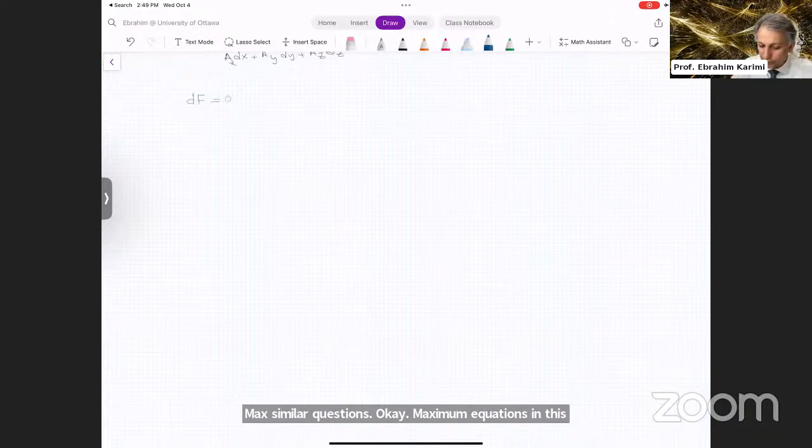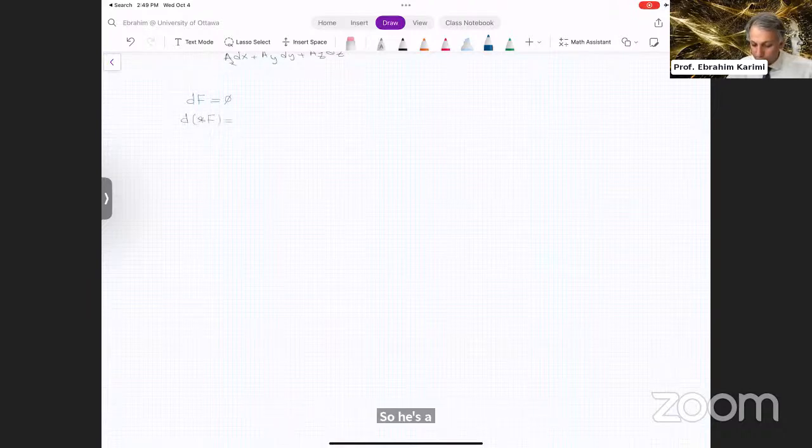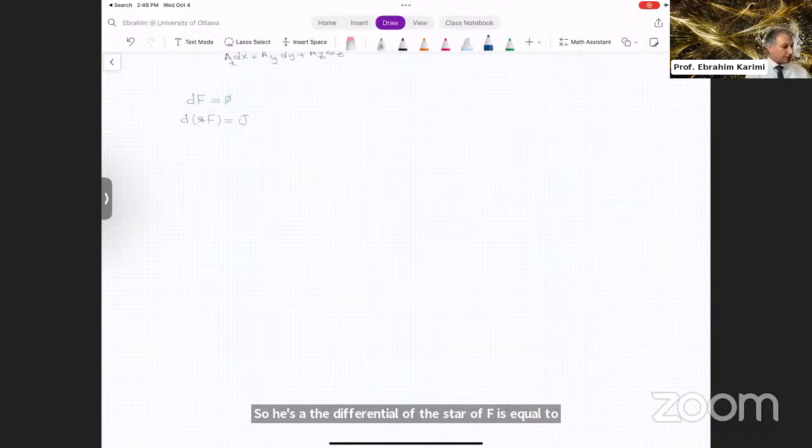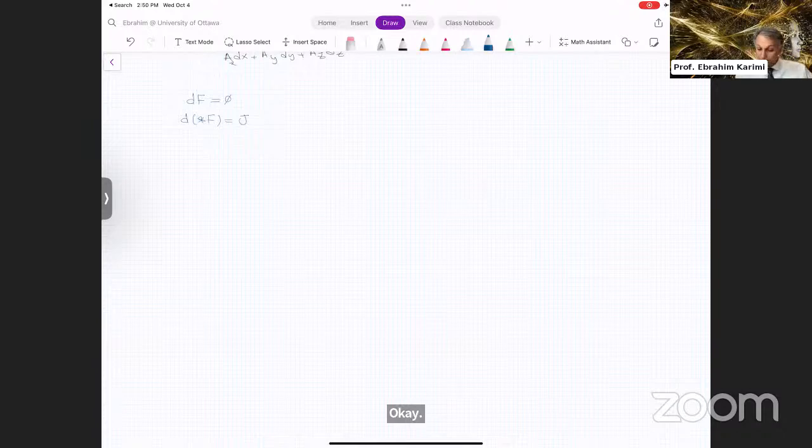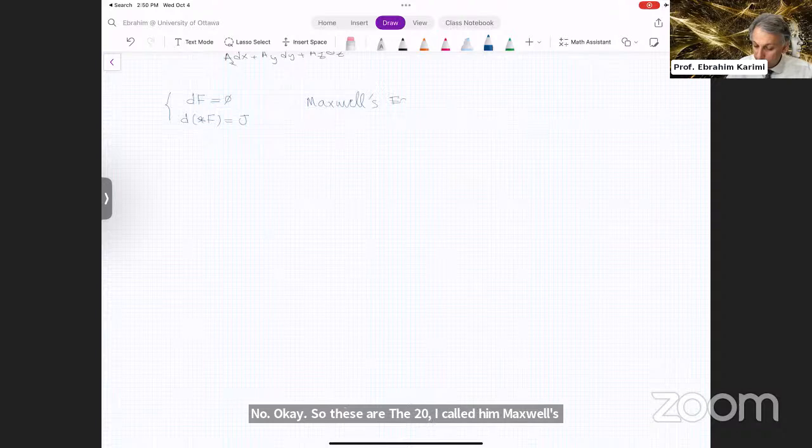Maxwell equations can be written in this way: d of F is equal to zero. I will tell you what F is, but if you write it in differential form, this is the result. And the last one, of course I know the result, but I want to be very precise: the differential of the star of F is equal to J. Now I will tell you what F is and what J is. So these are the two Maxwell's equations.